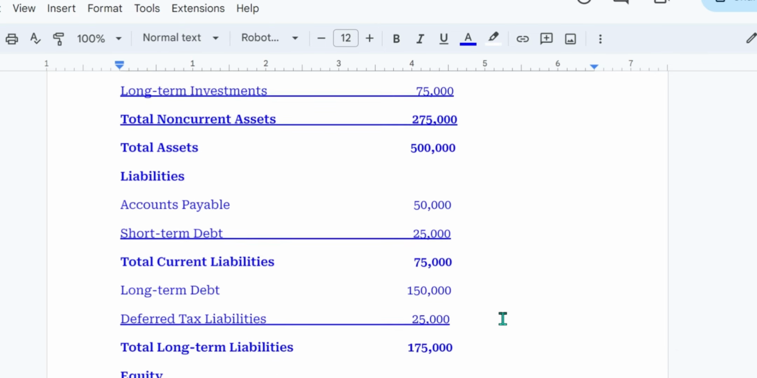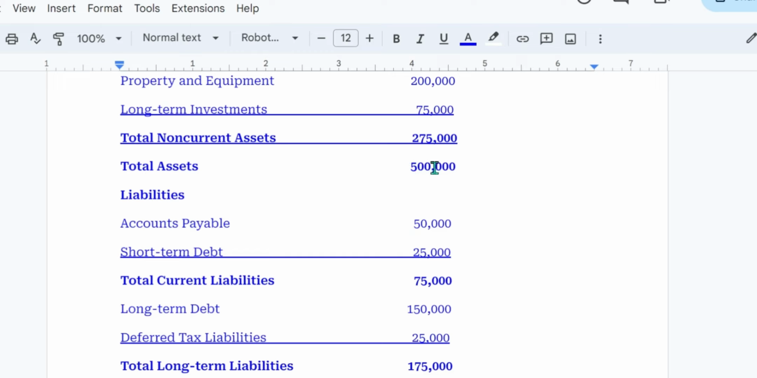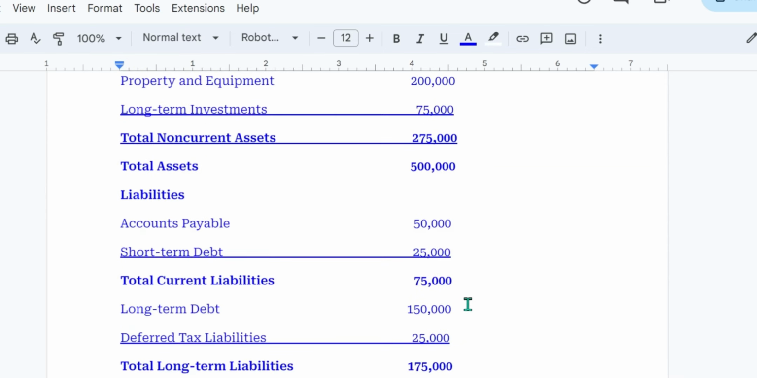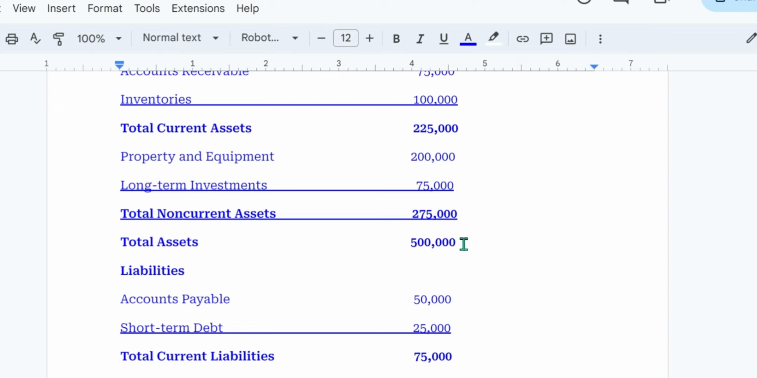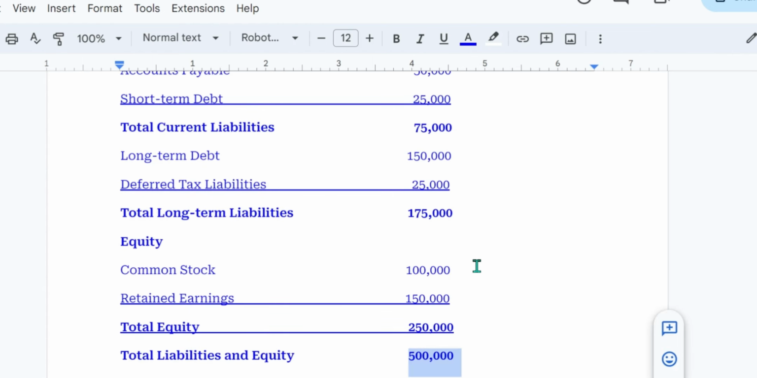And what do we notice here? Our liabilities and equity is equal to our assets. And this again is the accounting equation, which is assets equal liabilities plus equity. So these two must always be the same. So your balance sheet will balance. If the balance sheet is not balanced, then something is definitely wrong with your accounting.